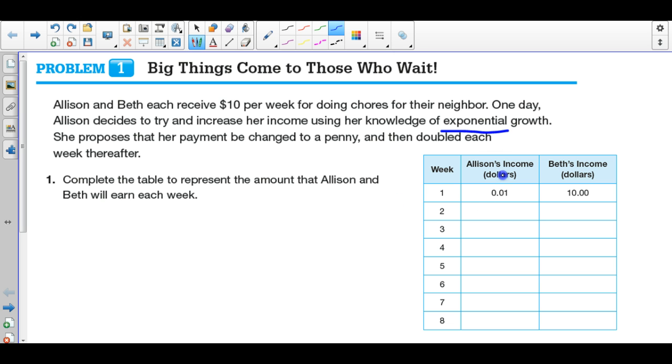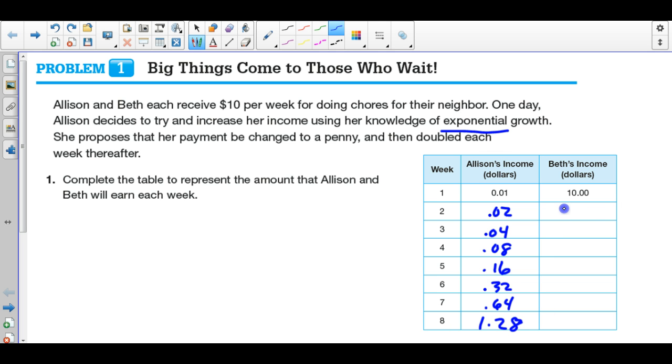Notice that her income on this table for the first week is going to be 1 penny, and her friend is still staying at $10. So what I'm going to do is double her amount every time here. So she would end up with 2 cents, and then 4 cents, and then 8 cents, 16, 32, 64, and $1.28. So she gets a whopping $1.28 after 8 weeks, but you'd be amazed, in a short amount of time her amounts are going to start doubling and getting larger and larger.